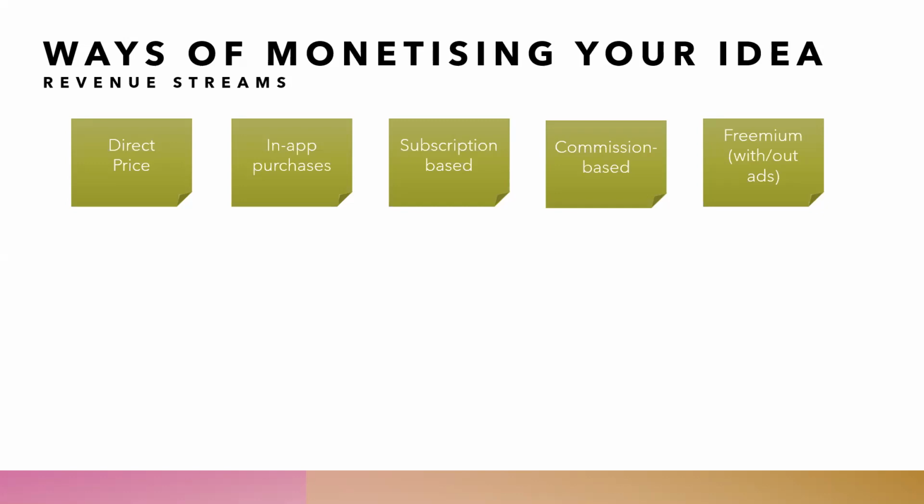A subscription base, which is quite common. If you look at services like YouTube and Spotify, you pay a monthly subscription, particularly if you don't want to have ads as part of the free offer. Commission base, again, is an example such as Airbnb, where they charge a commission to both the guest and the host for each transaction made on their platform.